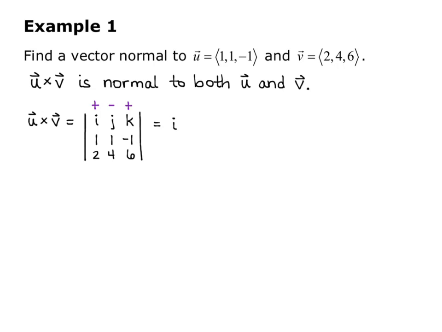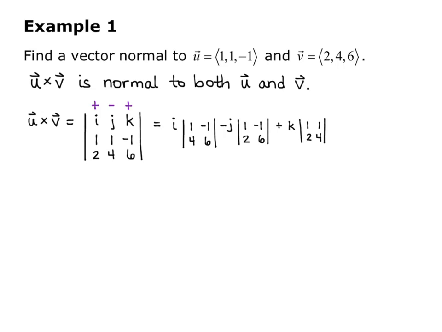So we're going to start with i, and then if we eliminate the first column and first row, we end up with the 2 by 2 matrix 1, negative 1, 4, 6. And then minus j, eliminate the first row second column, and we end up with the 2 by 2 matrix 1, negative 1, 2, 6. Plus k, eliminate the first row and third column, and we end up with the 2 by 2 matrix 1, 1, 2, 4.